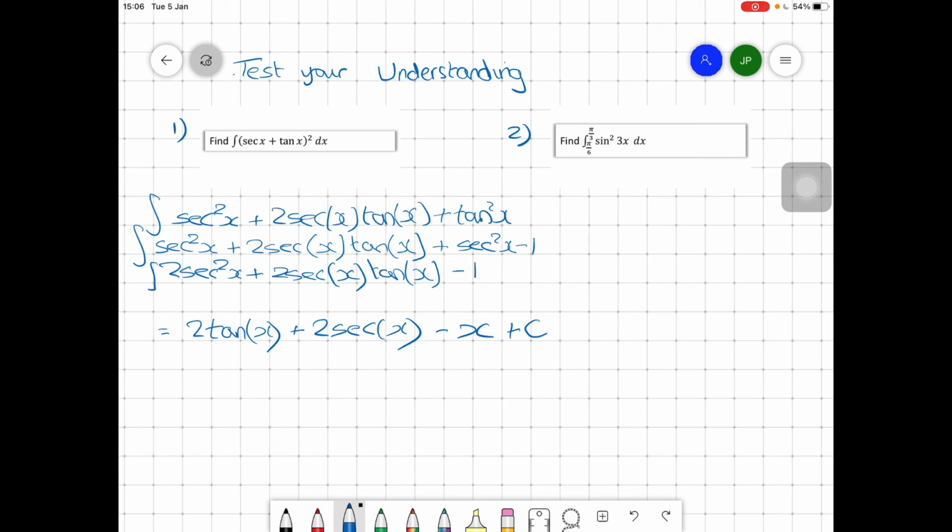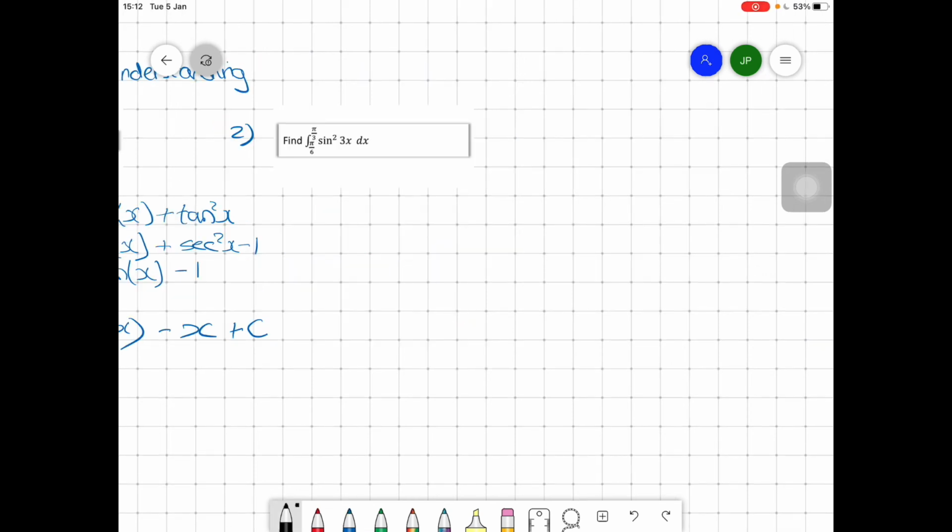This is all about making sure we can manipulate the expression we're given into a form that we recognise and we can then integrate. Okay, so second question you should have done. So this time we're integrating with limits. Okay, so we're going to need to do our substitution to find a final answer.